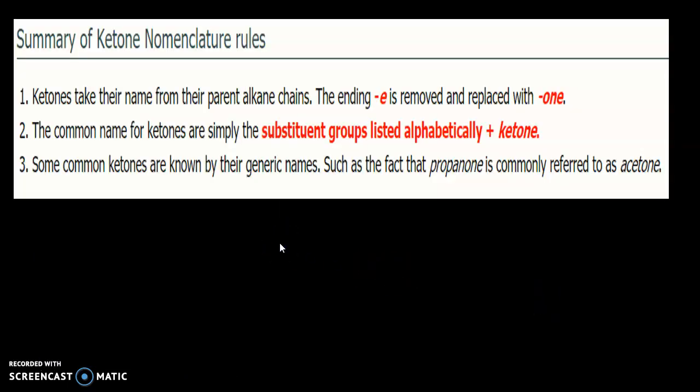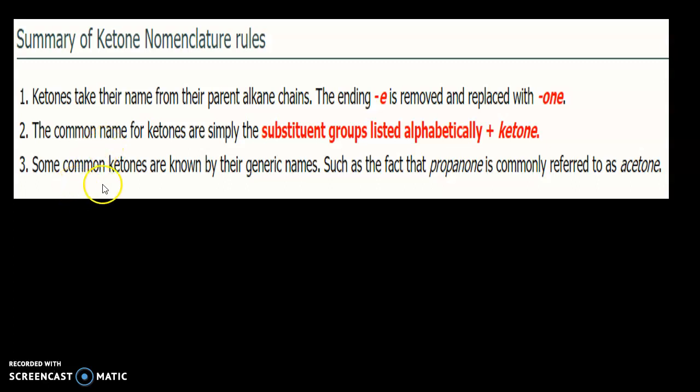Now after observing the IUPAC nomenclature of aldehydes, we will see some rules regarding the IUPAC nomenclature of ketones. In the parent name of a ketone, the ending E of the parent alkane is replaced by ONE. So in the IUPAC system, ketones will become alkanones. We don't need common names, so we will not focus on them.